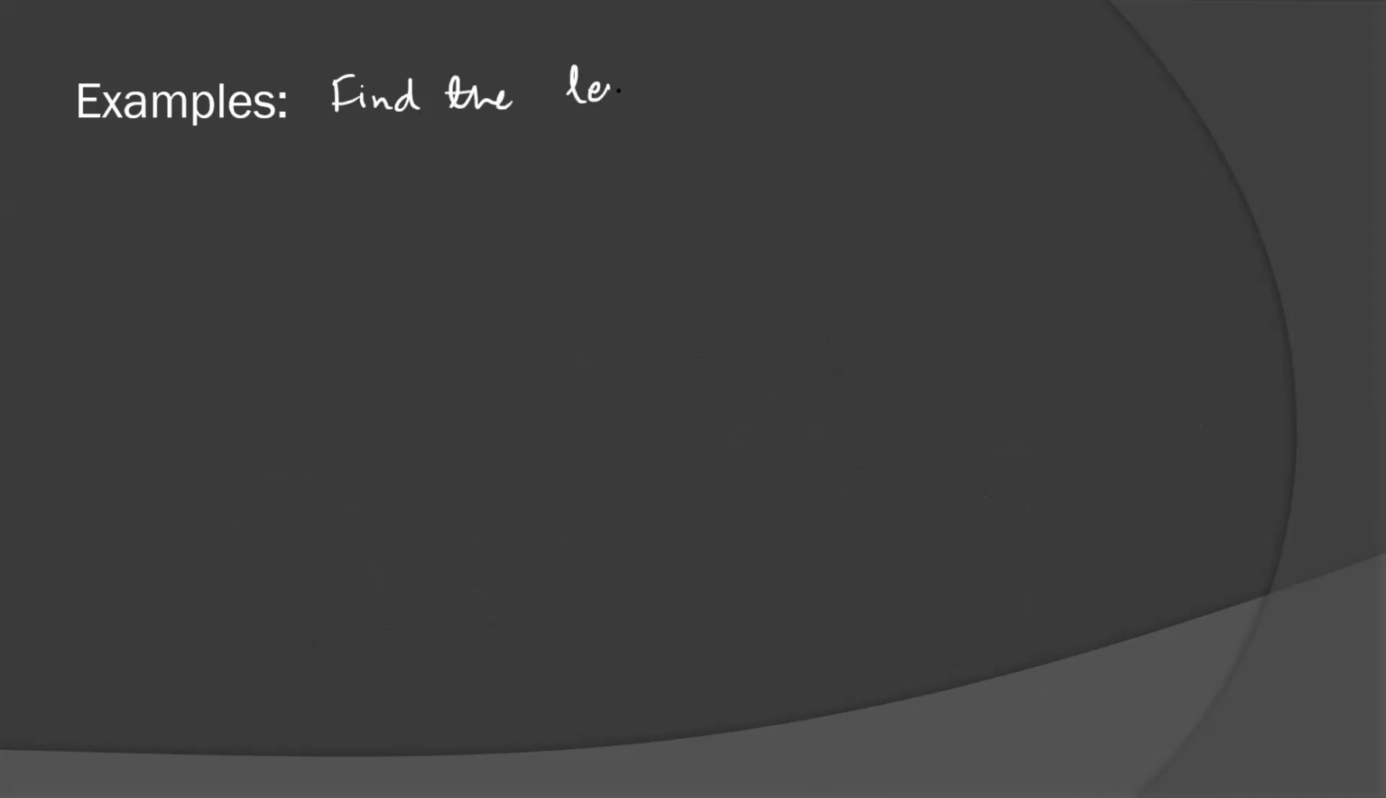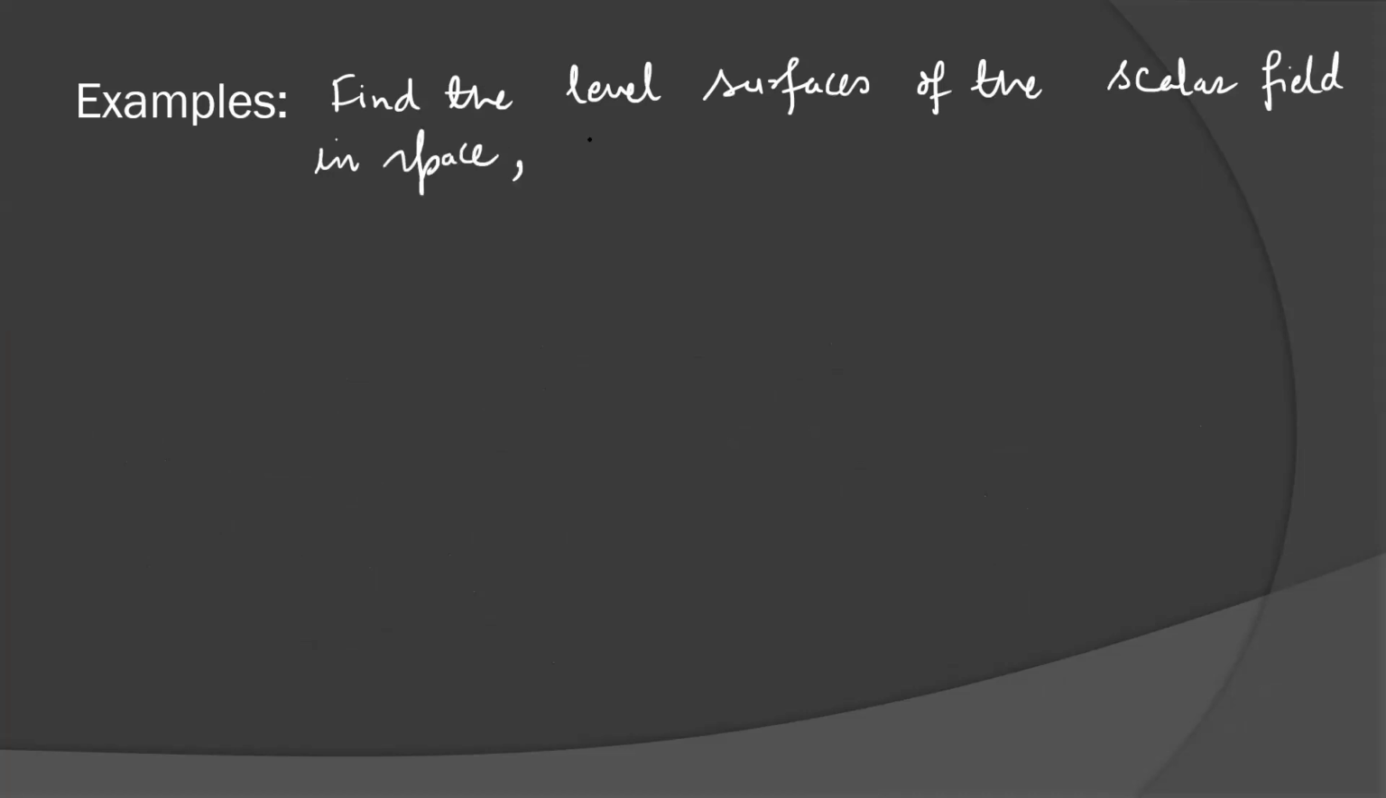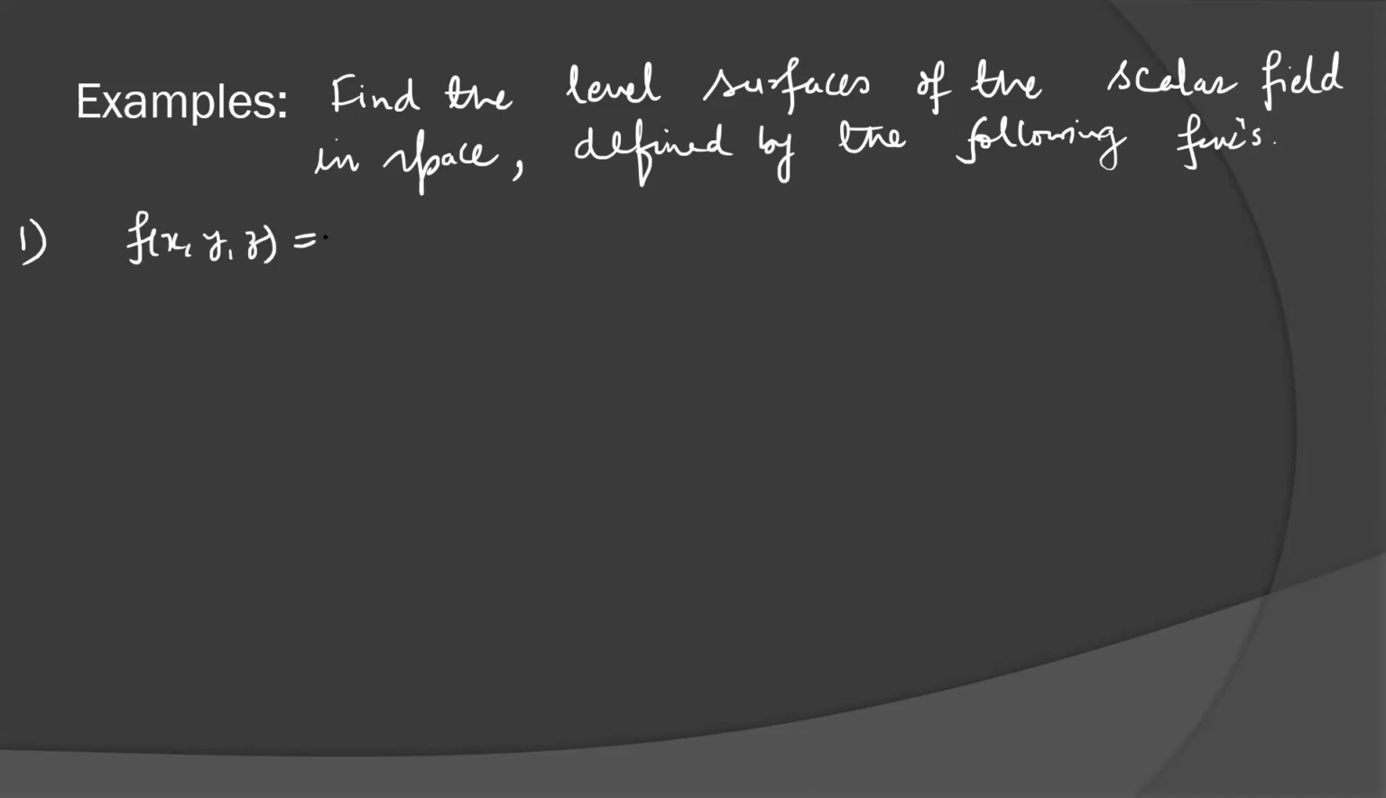Find the level surfaces of the scalar field or scalar function in space defined by the following functions. First is f(x, y, z) equal to x square plus y square plus z square. Let's see the solution.